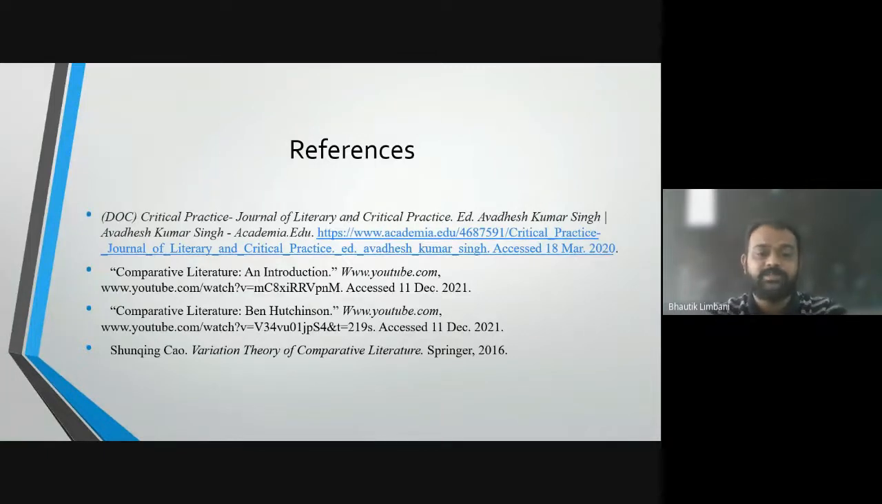And the last book, by Shongking Shao. These Chinese scholars have developed this variation theory of comparative literature. It is a wonderful book. You will find details. It is a wonderfully detailed book of what happened to French literature. By the way, there is a Russian school of comparative literature, and Italian also. New Zealand has also thought about it. So it is all about finding who did what to comparative literary studies.